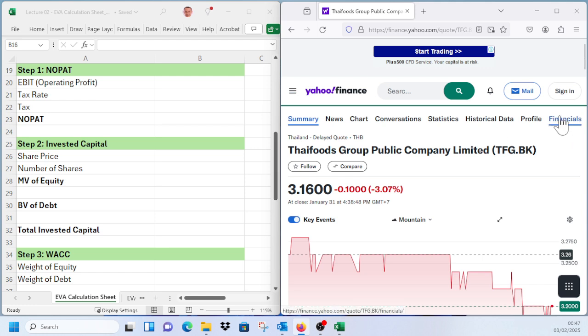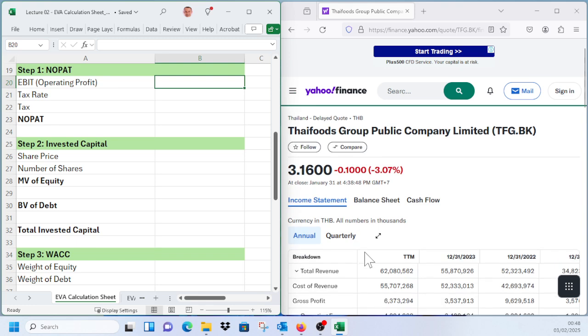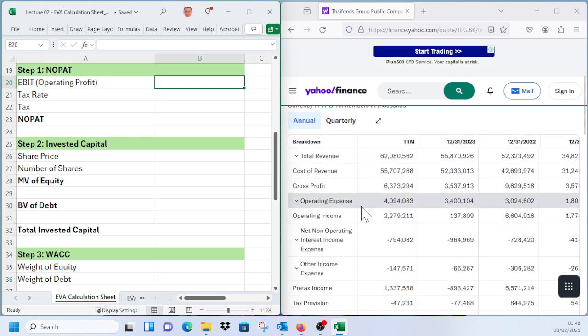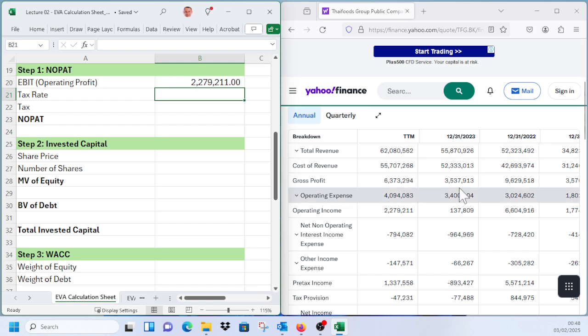And the beauty of this is it gives us a number of measurements and financials that we need to get to our EVA calculation. Let me start first. The first number that we need, and I set this up here already, is EBIT, or the operating profit. We can go on the financials tab, and we can get to operating profit or operating income. And this here is the number that we need. So I type in this number here. This is 2,279,211,000. All these numbers are in thousands.